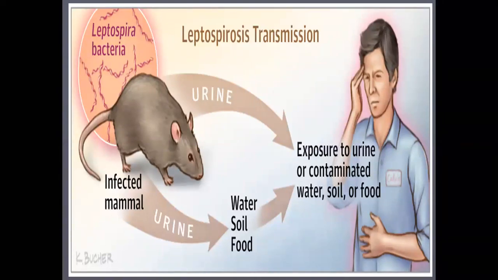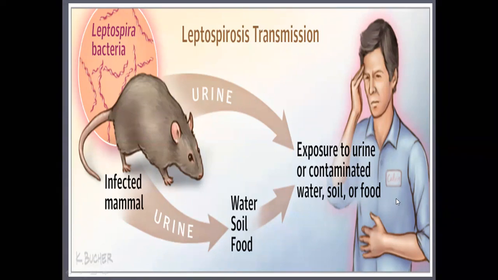Now this is a diagram, just to illustrate leptospiral transmission. The bacteria, Leptospira, infects animals, which excrete the Leptospira in the urine. This urine may contaminate the water, soil, or food, and you are exposed.